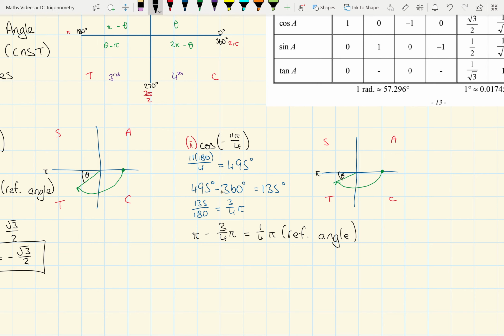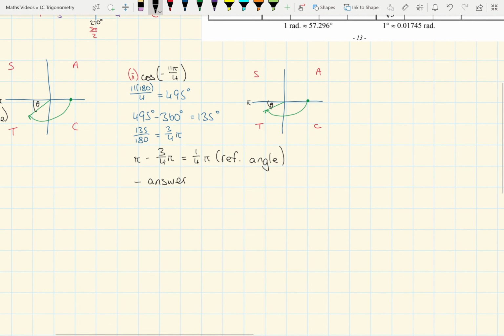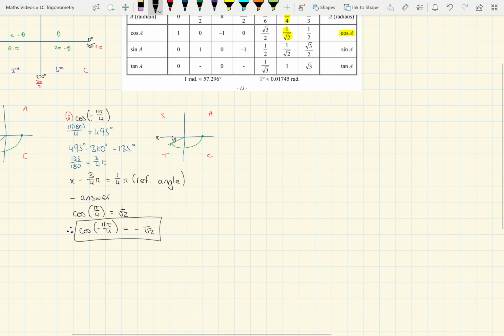And we know now in our third quadrant only tan is positive. We have cos, so we're going to get a negative answer. And now we come across to our log tables. My reference angle is pi over 4. We're dealing with cos, so we get 1 over root 2. So we have cos of pi over 4, it's 1 over root 2. And now return to our original answer. Cos of minus 11 pi over 4 is going to be equal to, we know it'll be a negative answer, so minus 1 over root 2. And that's part 2 done for us.